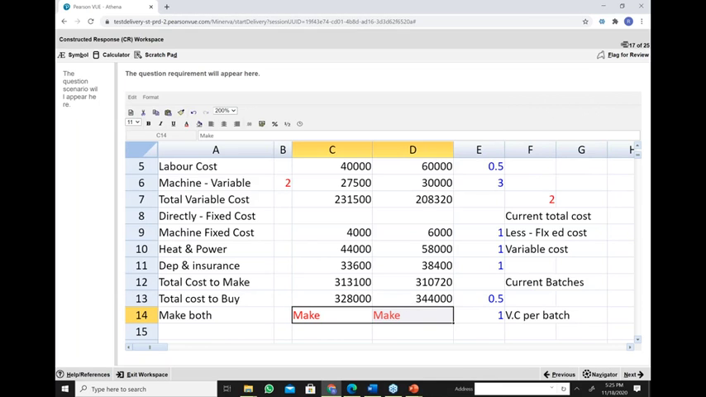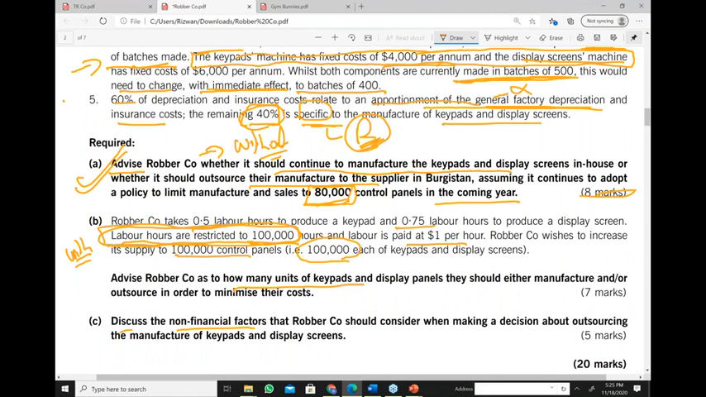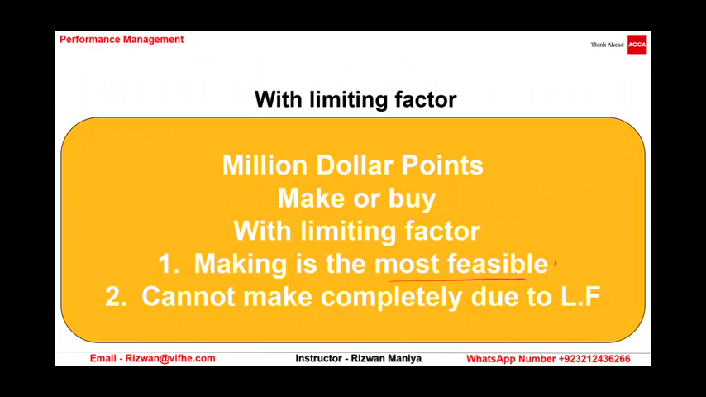Why? Because now the production is 100,000. Now the production is 100,000. And we only have labor hours of 100,000. Right? So because our production has increased now, we can't produce all the units due to the restriction on labor hours. So in make or buy with limiting factor, making is most feasible, and it is the case. You want to produce both keypad and display screen in-house, right? Because the cost is less. But you cannot due to the limiting factor.